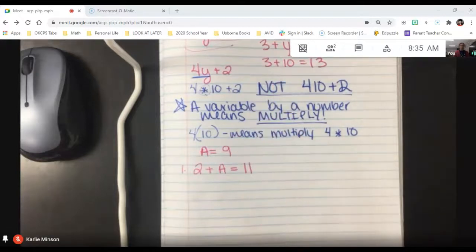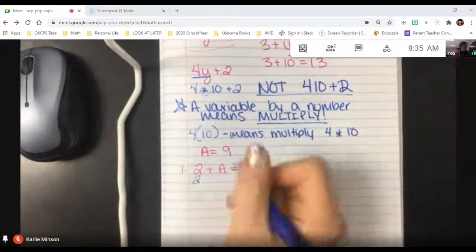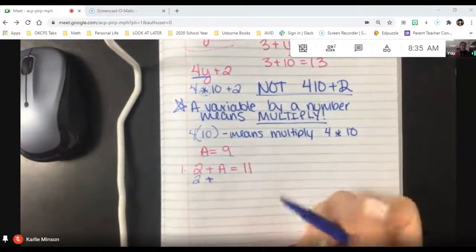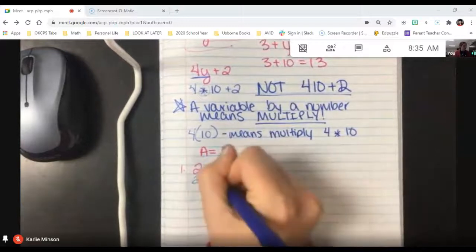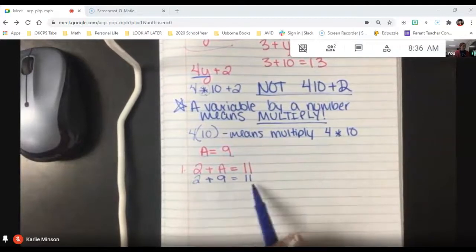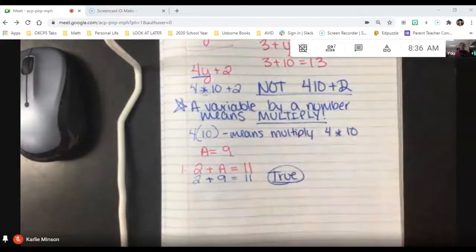We have to plug in our variable. So I'm going to rewrite this problem with our variable plugged in. So 2 plus a right here gives us a value of a, so it's 9. 2 plus 9 equals 11. Well, is that true? Well, let's see. 9, 10, 11. That is true. So this equation is true.